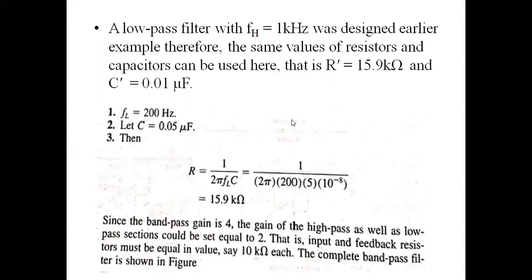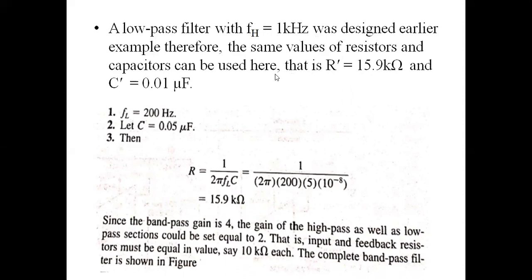Now, in order to design the wide band pass filter, we should have a low pass filter as well as a high pass filter. We have already studied in an earlier example a low pass filter with the higher cutoff frequency of 1 kilohertz. Therefore the same values of resistor and capacitor can be used here. The values are R dash equal to 15.9 kilo ohm and C dash equal to 0.01 microfarad. The same values can be used for this example also.